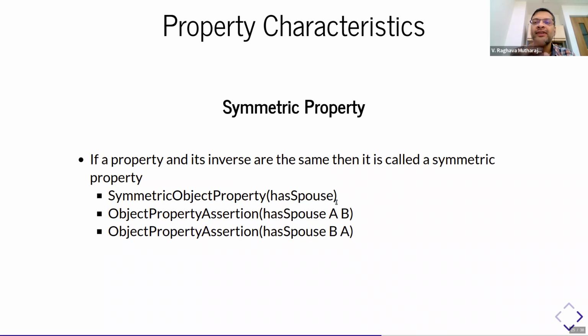Okay, so has spouse is a symmetric relation. So if A has spouse B, then it also means that B has spouse A. And these are very useful again for answering questions. So let's say John has spouse Mary, that's what you put in your ontology, right? But if someone asks the question, who is the spouse of Mary, then unless you state that they are symmetric, this question cannot be answered, right?